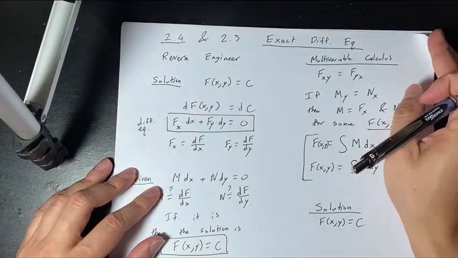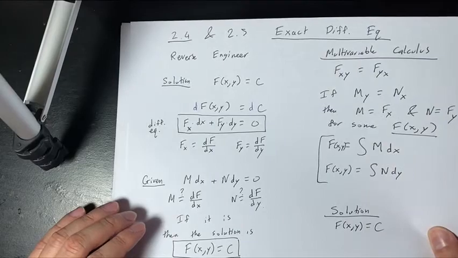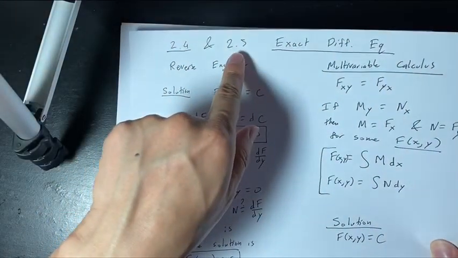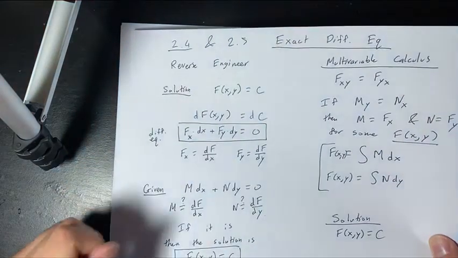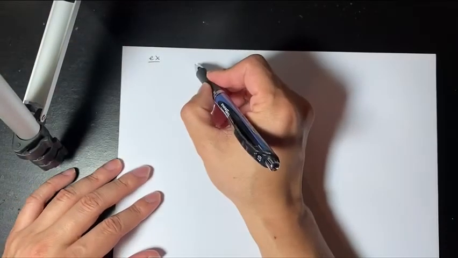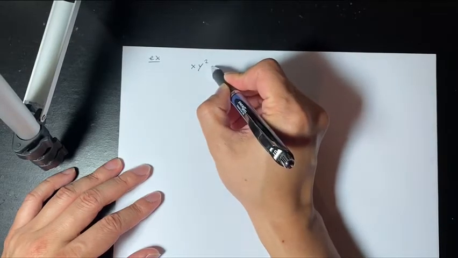Okay, so let's do an example, and then I'll explain 2.5, which is an extension of this method. It's very easy to create a differential equation coming from a level curve. You just start with the level curve itself. So let's say here's my level curve.